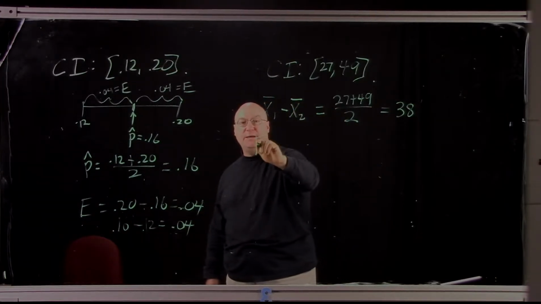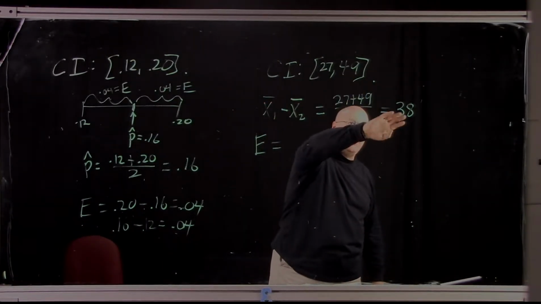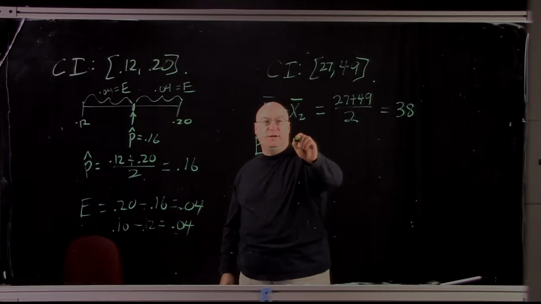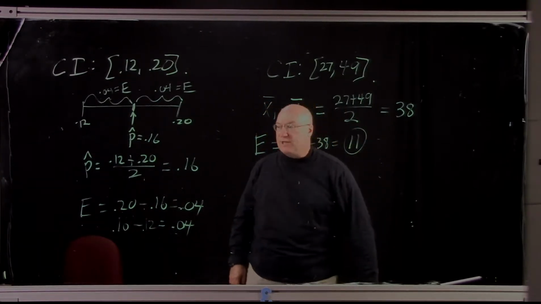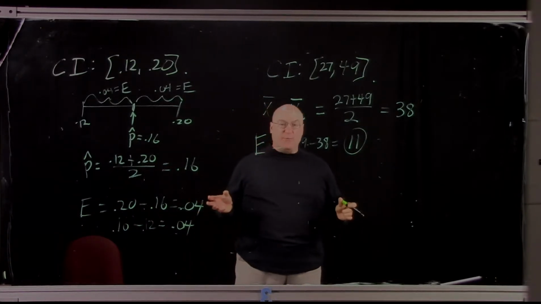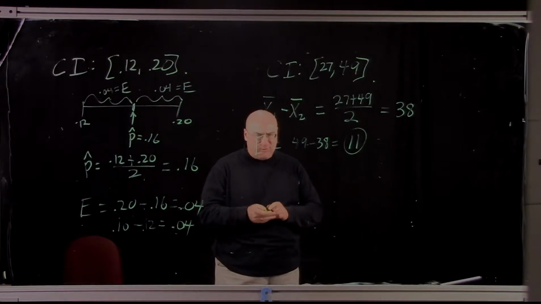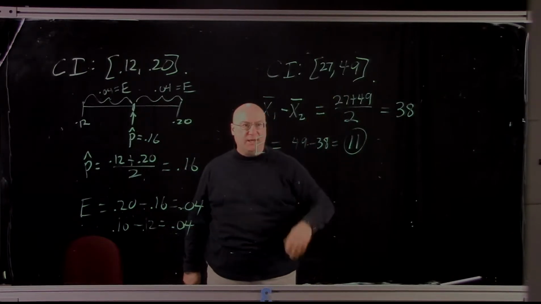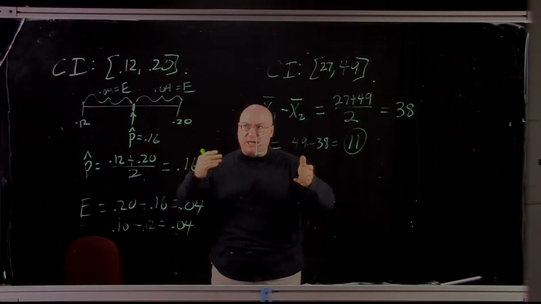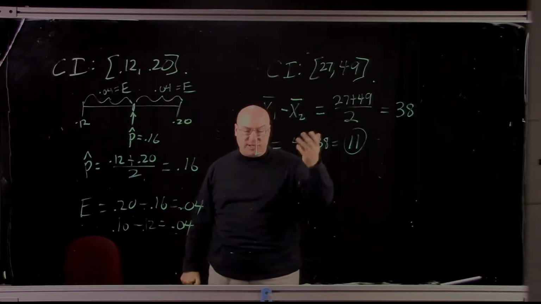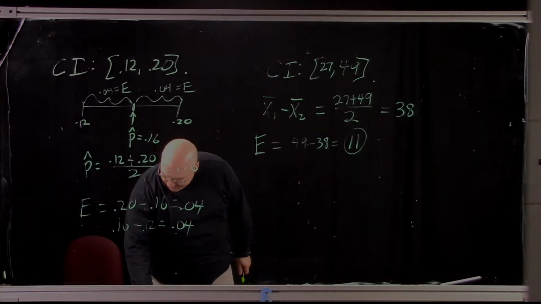What is E? I just take 49 minus 38, or 38 minus 27. 49 minus 38, and I get 11. All right. So this is if someone has already done all the work and they're just giving you the confidence interval, and you'd like to know, well, what point estimate did you come up with? Here's how you get it. What margin of error did you come up with? Here's how you get it. You don't have the original data to do the calculations like we've been doing. You just have the confidence interval. That's all you need. Okay.